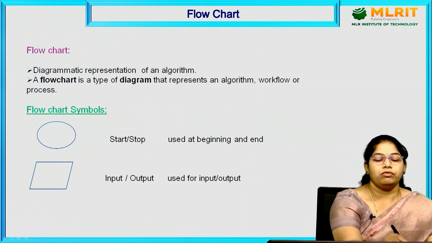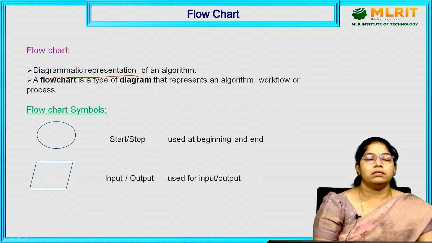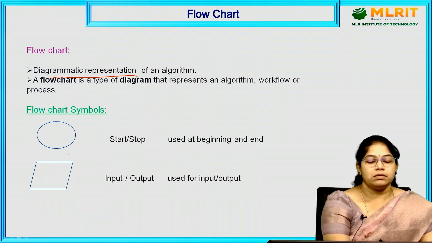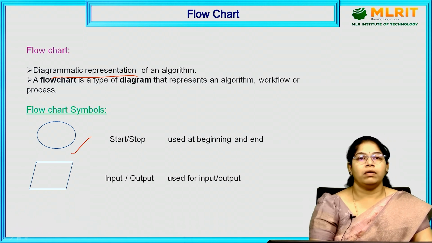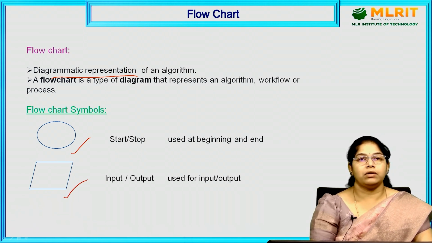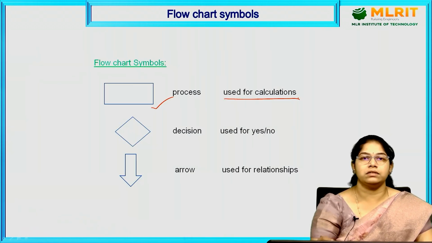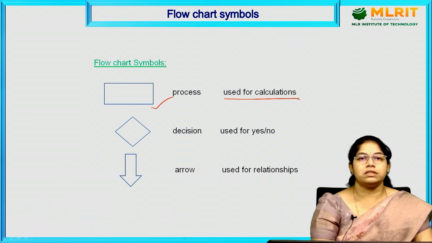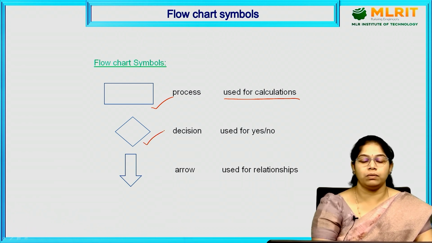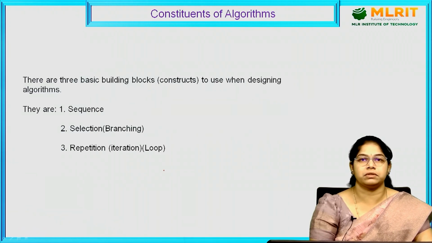Flowchart. A flowchart is a diagrammatic representation of an algorithm, and these are the different symbols we use in a flowchart. The symbol used for start and stop is called an oval, and this is input and output, which is a parallelogram. This is the process box used for calculations, and we can say it is also an assign box. Then decision, which is used for yes or no. Then this is the arrow, which is used to show relationships.